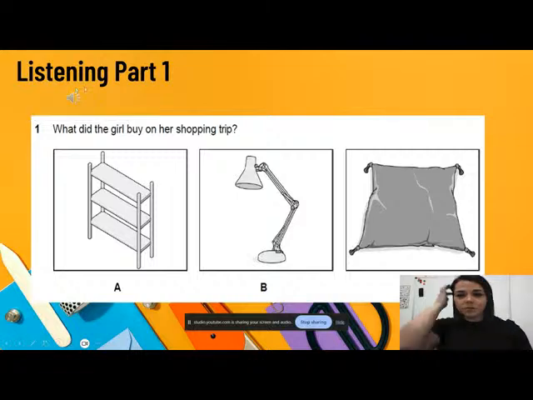Question 1. What did the girl buy on her shopping trip?